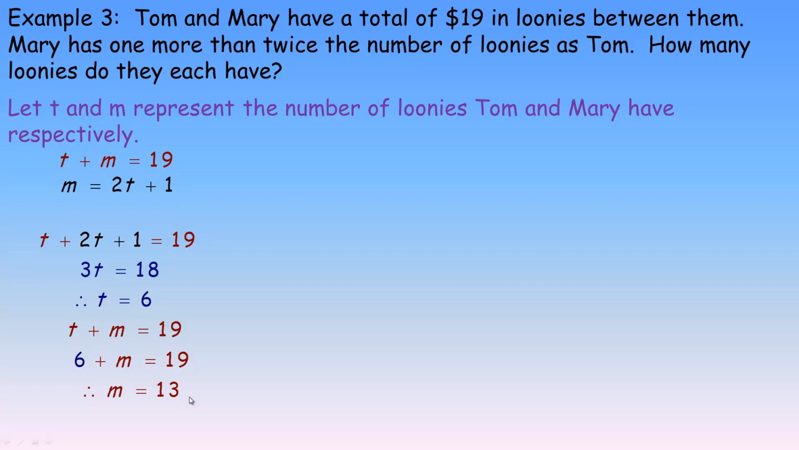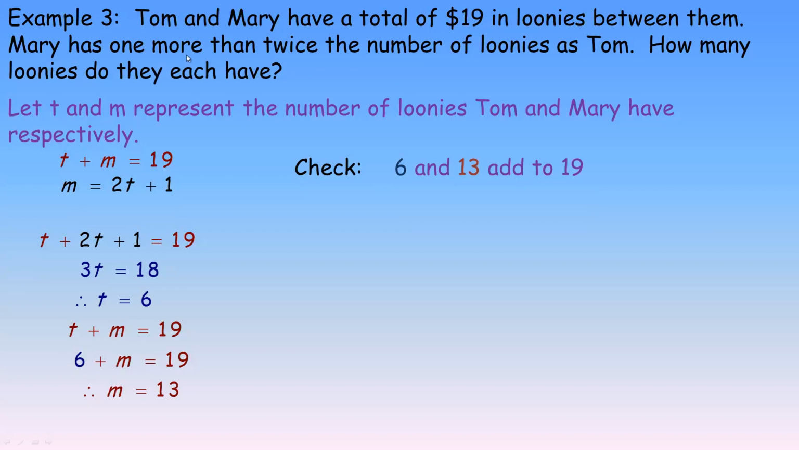So let's check. I'm going to check more in the sentences than the actual equations here. I want to make sure it checks with what these two sentences say. So Tom and Mary have a total of $19 in loonies between them. So if we add 6 and 13, Tom has 6, Mary has 13. That does add to 19, so it makes sense with the first sentence.